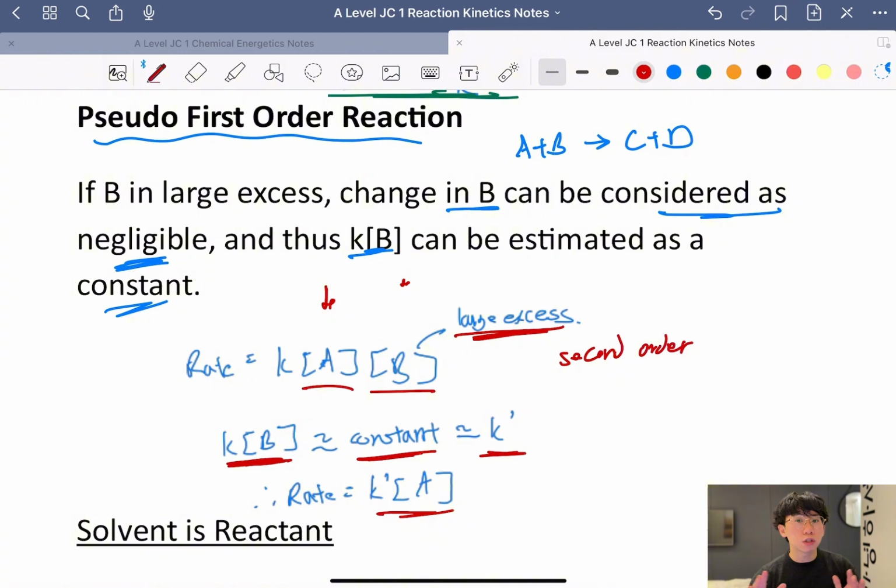So this is important to know because experimentally, we usually do not want to vary the concentrations of different reactants at the same time. So what we will do is make one in large excess and try to identify the order of the other reactant first, and then vice versa in a subsequent experiment.